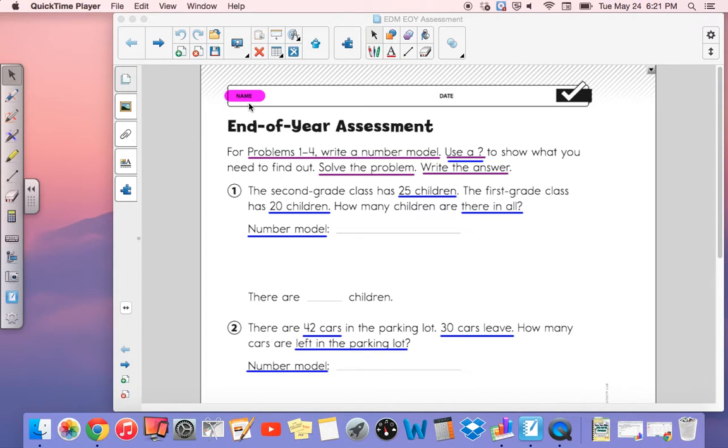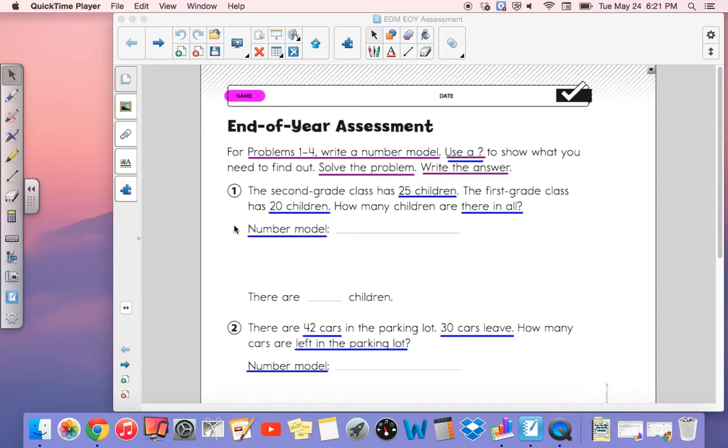So for the next 4 problems, you're going to write a number model and you must use a question mark. Do you see this part right here, boys and girls? You must use the question mark in your number model, okay? And you're going to solve the problem and write the answer. So let's look at the first one.